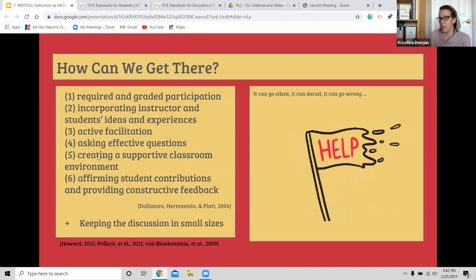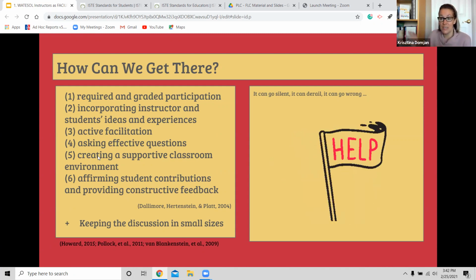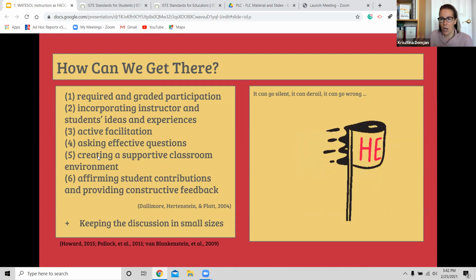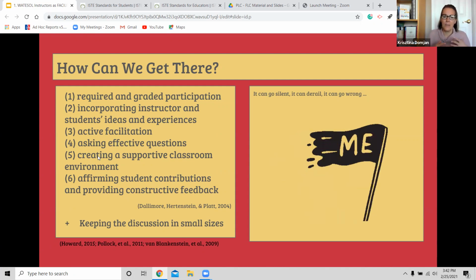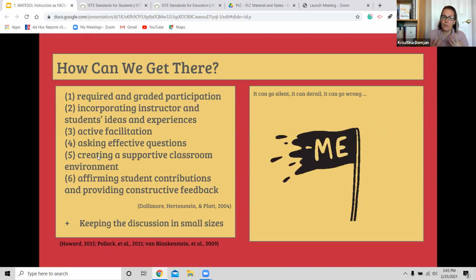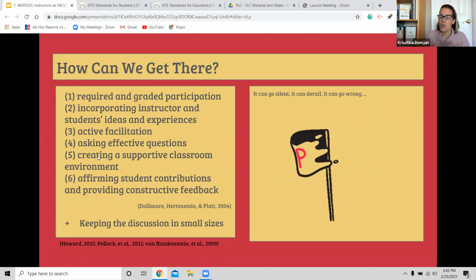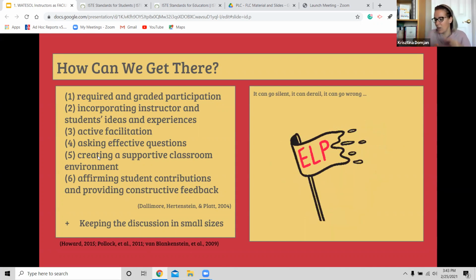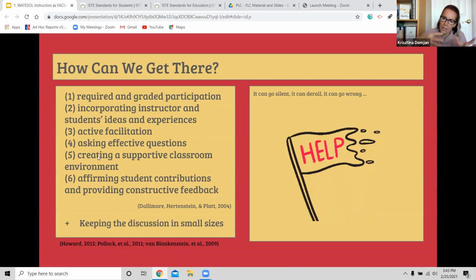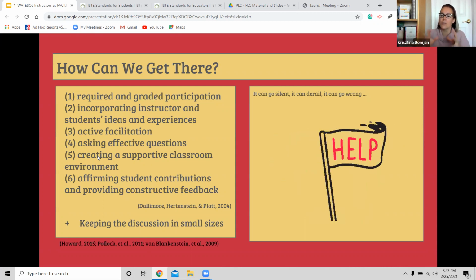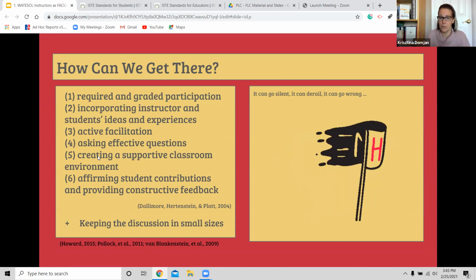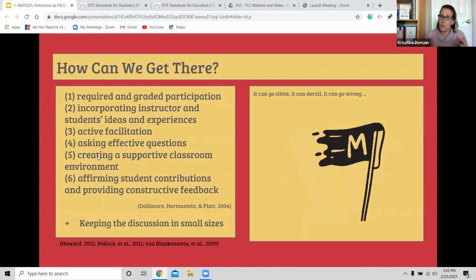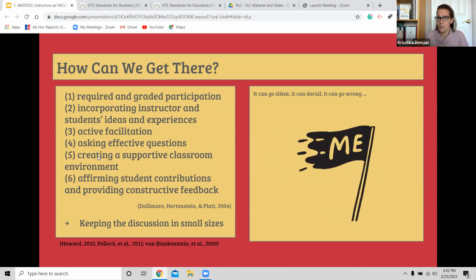So nobody puts the others down or puts them in an awkward situation. A lot of reassurance is needed. And if you look at number 6, affirming student contributions and providing feedback. So tell them, okay, this was good, but next time try to rephrase what another person said, try to respond, try to bring in this and that. It's good to give them suggestions on how to become stronger, better contributors in discussions. And it's always better to start with smaller sizes.